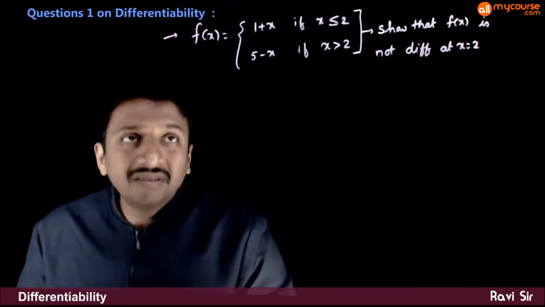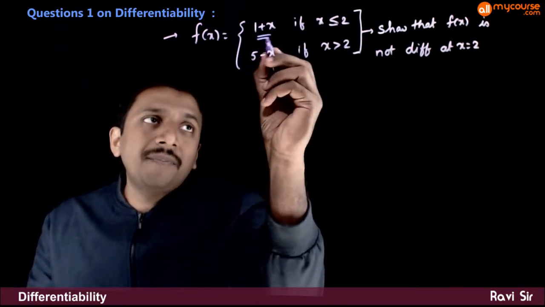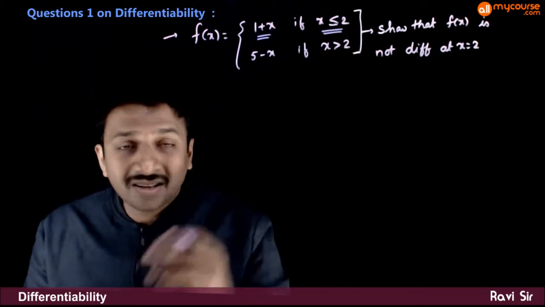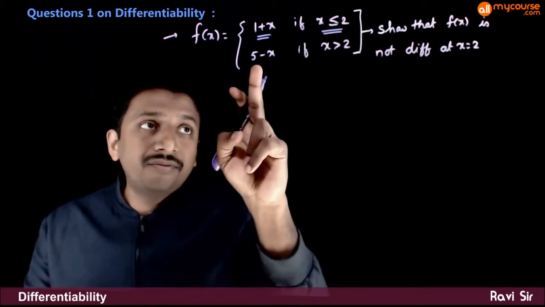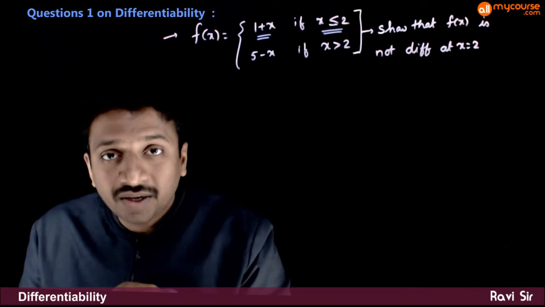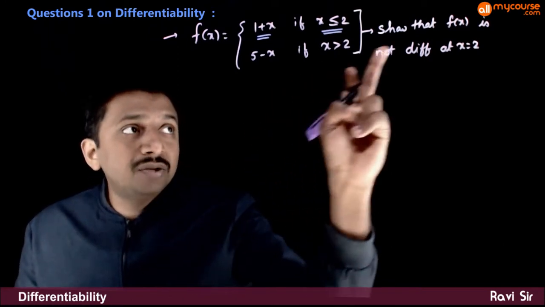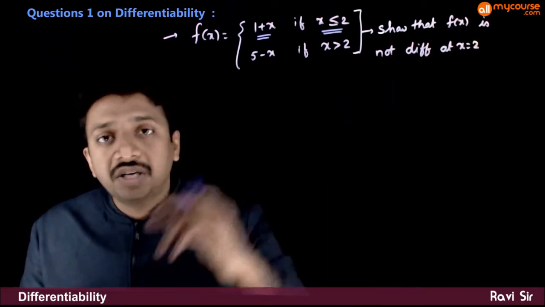So in this question, you're given f of x is equal to 1 plus x if x is less than or equal to 2, and 5 minus x if x is greater than 2. You're asked to show that f of x is not differentiable at x is equal to 2.